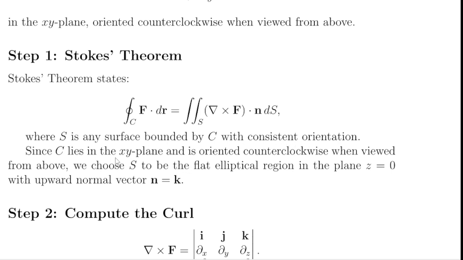So C here lies in the xy plane and is oriented counterclockwise when viewed from above. So we choose S to be the flat elliptical region in the plane. So that's when z is 0. And the normal is going to be n equals k. So let's compute the curl.